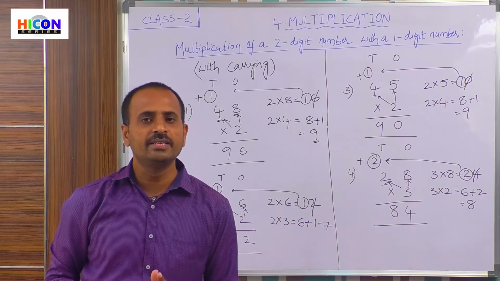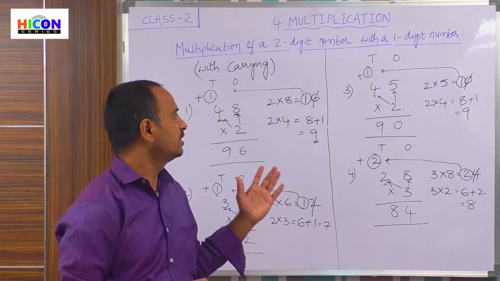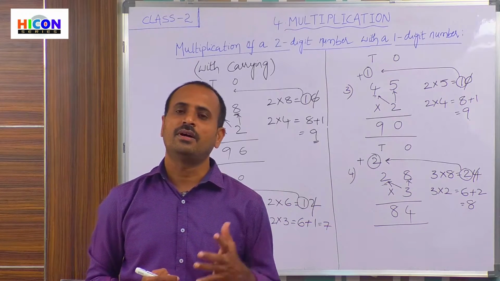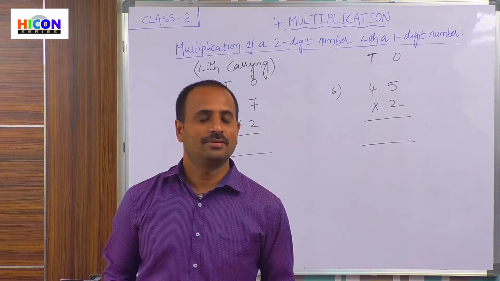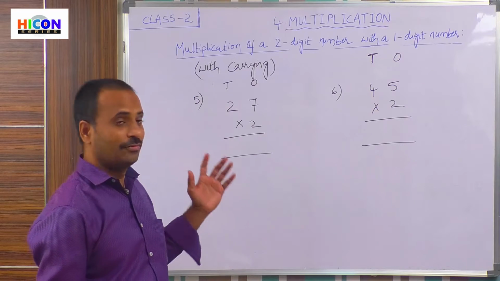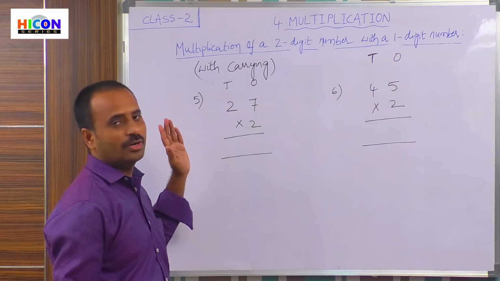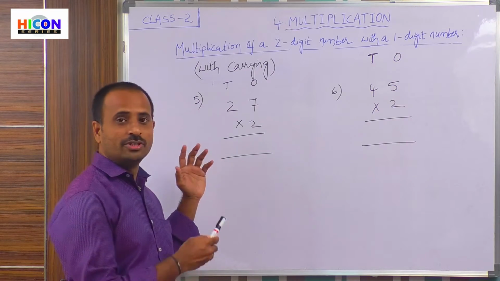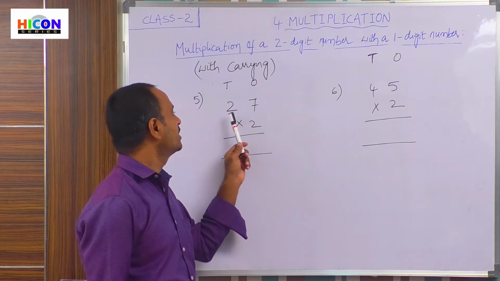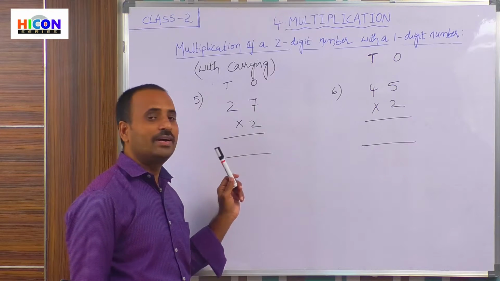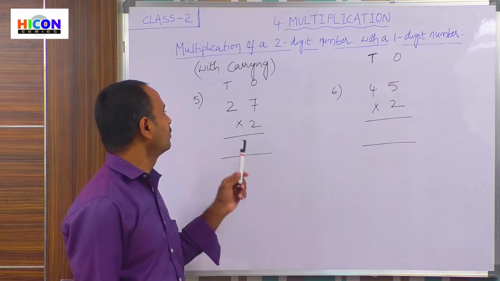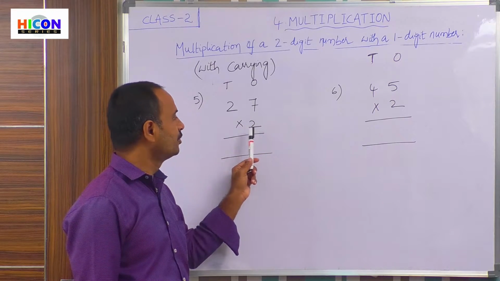And let us practice 2 more problems on this multiplication. Let us see another 2 problems on this topic. So children, practice 2 more problems on this multiplication. See the 5th problem. What is the 5th problem here? What is the 2-digit number here? 27 is a 2-digit number. And what is the 1-digit number here? 2 is a 1-digit number. So here we have to multiply 27 with 2.